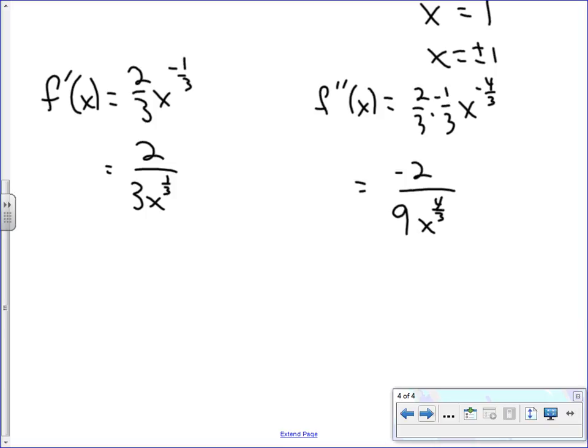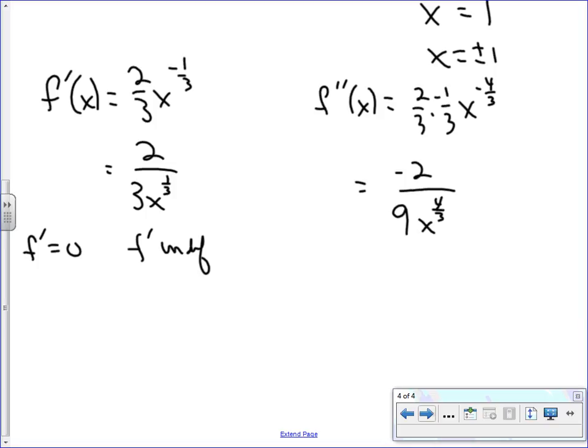Where is f prime equal 0? And where is f prime undefined? Correct. So f prime equals 0, f prime undefined. Sometimes they're hard. The last two problems we did, this part was a pain in the neck. For this problem, this part is easy.